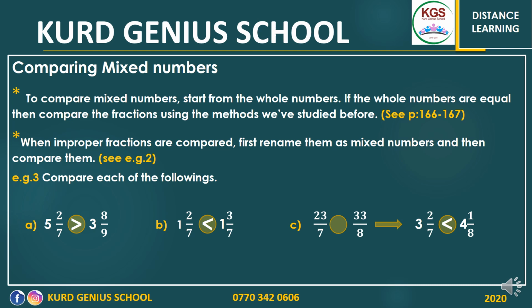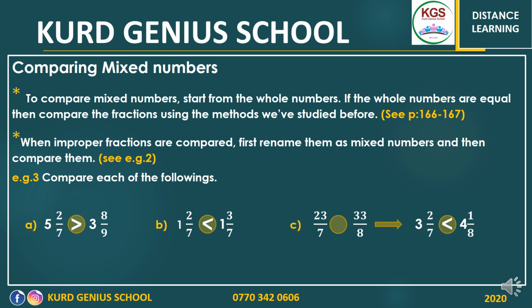So we have 5 and 3 as whole numbers. Which one is greater? We all know that 5 is greater than 3, so we don't have to look at the fractions. Make your decision that 5 and 2 sevenths is greater than 3 and 8/9.